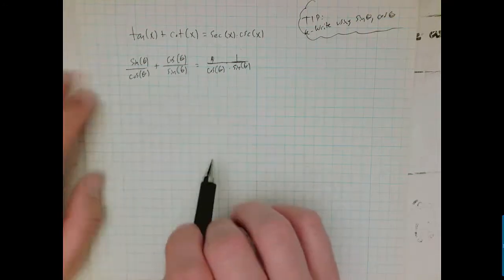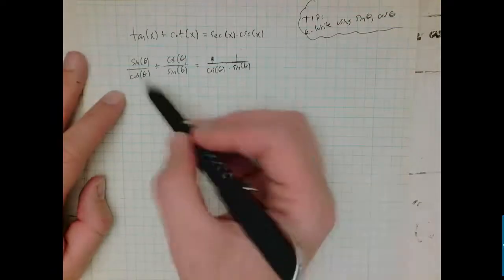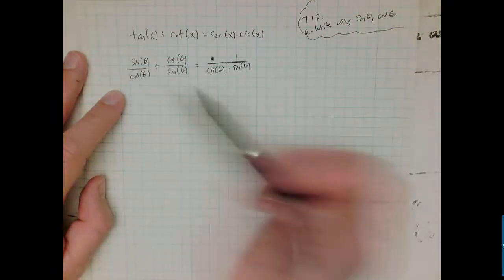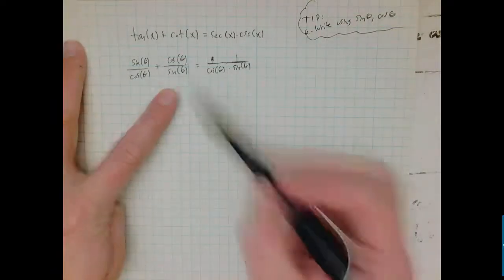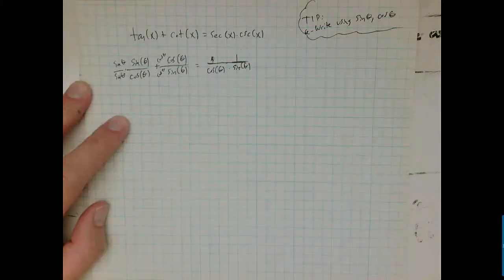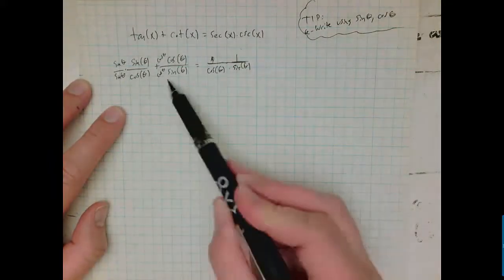So that actually feels kind of promising. Let's do it. So this one I'll multiply by sine over sine. This one I'll multiply by cosine over cosine. Okay, so you can see I sort of snuck it in there.